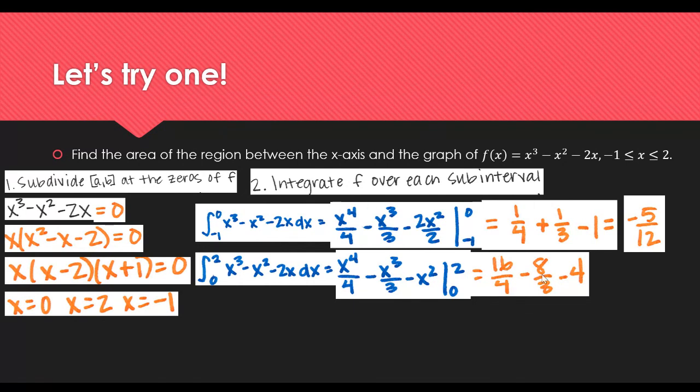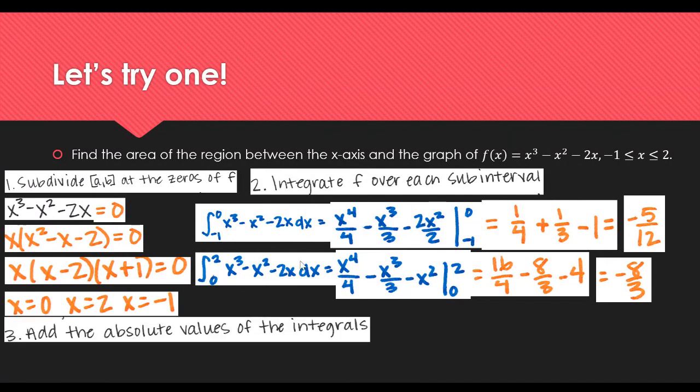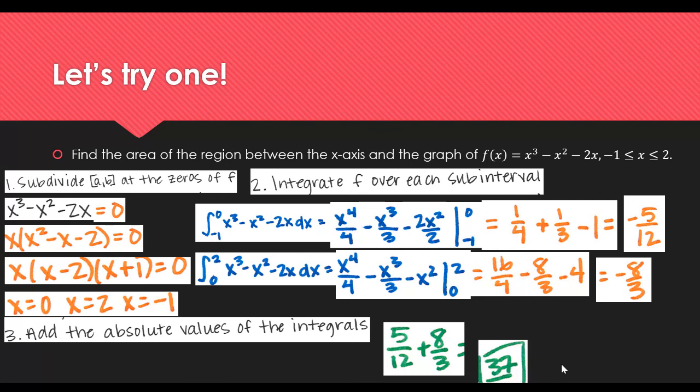So that's 4 minus 8/3 minus 4, which is just negative 8/3. So that's step 2. Step 2 is where all the main work is. Step 3 says, okay, take your two answers, take their absolute values, so we're going to make them both positive, and add them together. So 5/12 plus 8/3 gives me an answer of 37/12. So the area between this curve from -1 to 2 and the x-axis is 37/12.